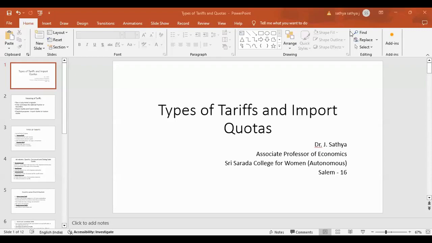The topic we are going to discuss now is types of tariffs and import quotas. First, let us see the meaning of tariff.